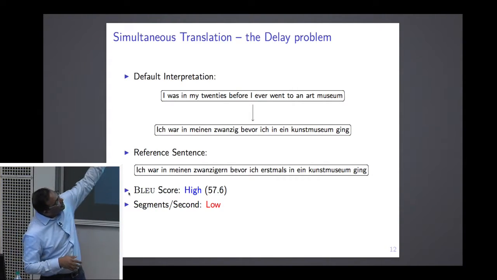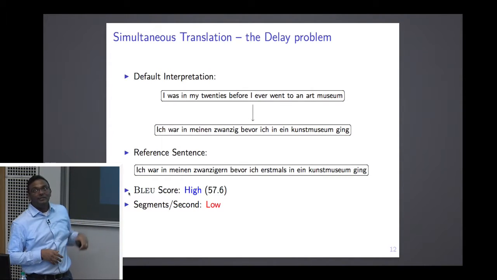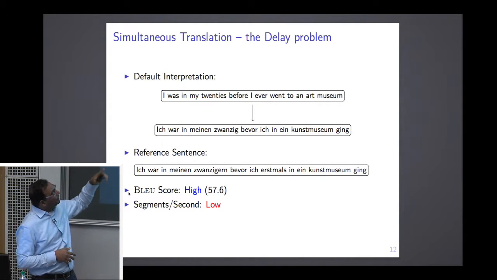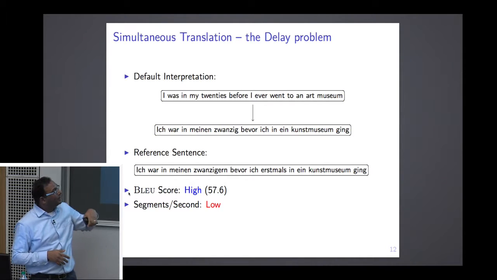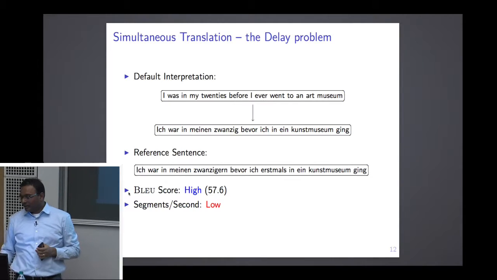So you can see the German. So we're doing English to German. Most of the experiments I'll show you are English to German experiments. And so if you match the n-grams between the output here and the reference, you get a very high score, but you're waiting until the end of the sentence to produce anything.